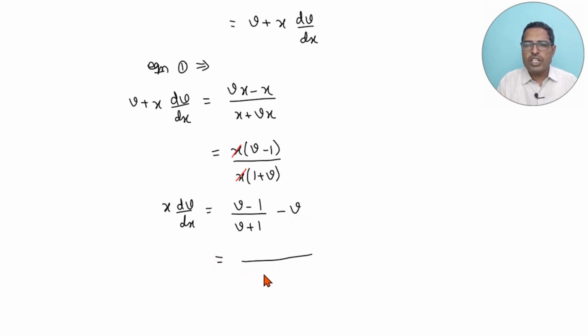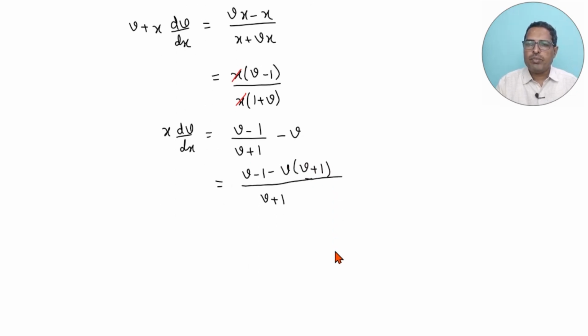Now let us take the LCM as v plus 1. So this v minus 1 will remain as it is, minus v times, cross multiply it, you will be getting v plus 1. Or if we try to simplify this one, it is v minus 1 minus, multiply v times v will become v square, minus plus will be minus, v times 1 will be v, divided by the denominator we have v plus 1. However, we can see that plus v and minus v will cancel out.